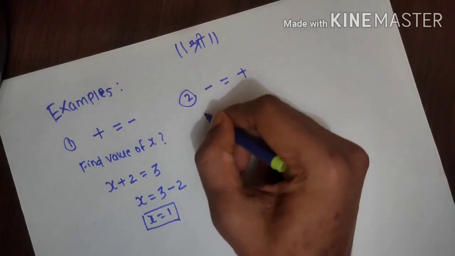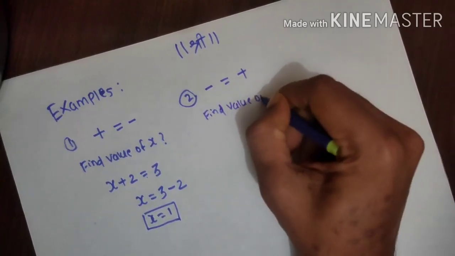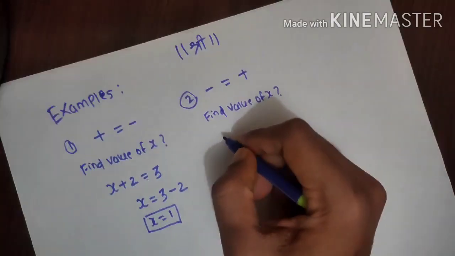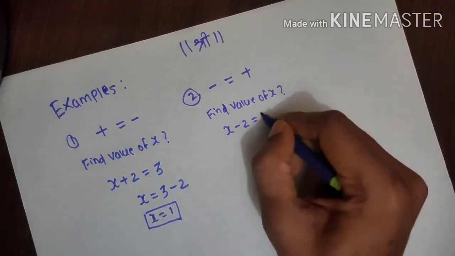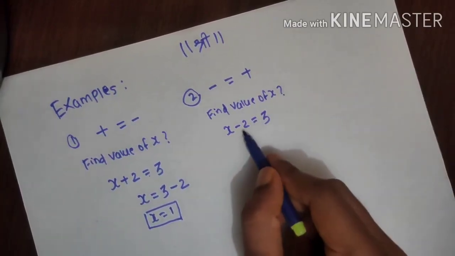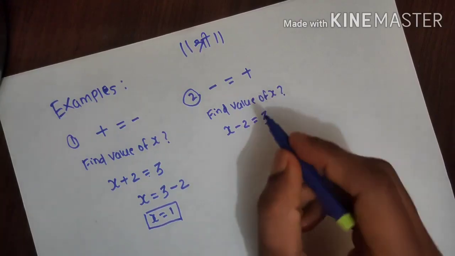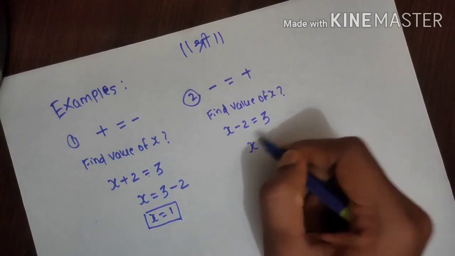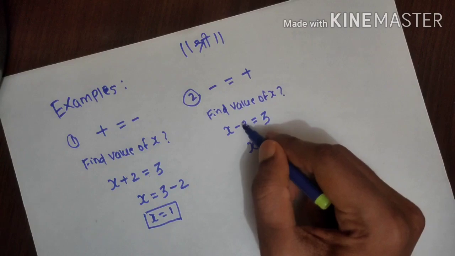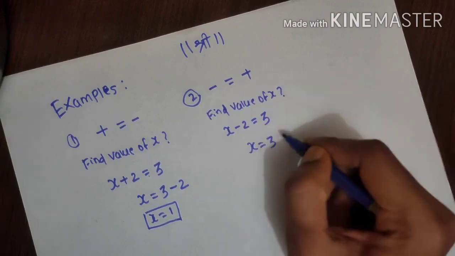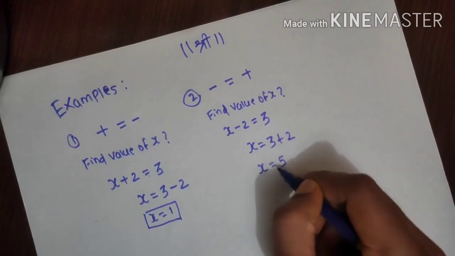So here also we have to find the value of x. Our equation is x minus 2 is equal to 3. Now here we want to move minus 2 from one side to another side, so it will become plus. X will be as it is, equal to sign as it is, 3 as it is, and now we are moving minus 2 from left side to right side, it will become plus 2. So x is equal to 5.